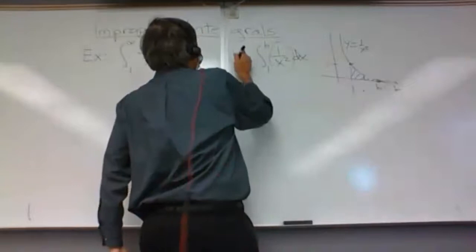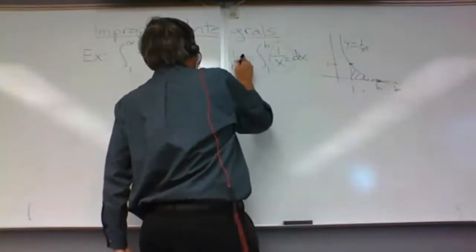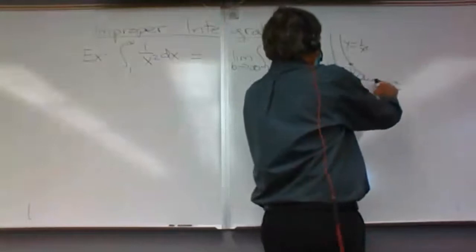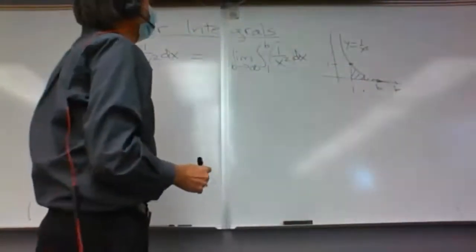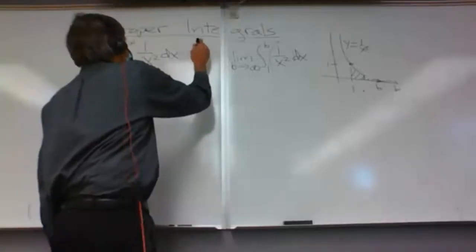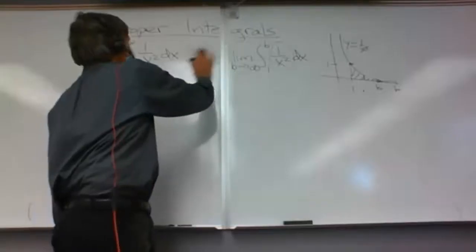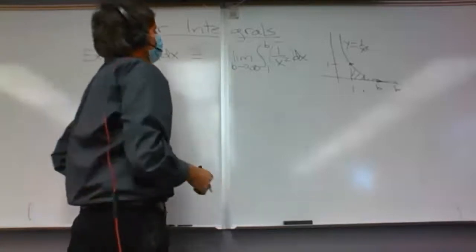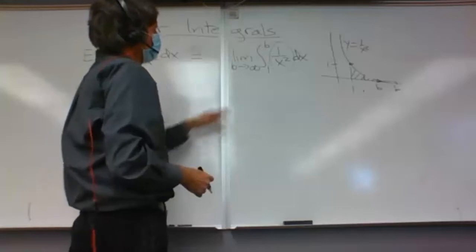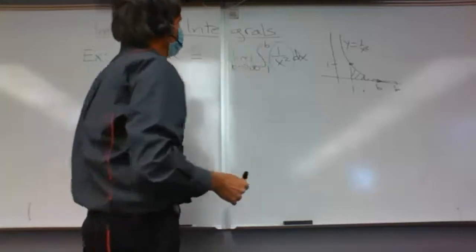What if I just define this to be the limit as b goes to infinity of this sequence of integrals? I go from here to here, from here to here, from here to here, and I'll just let b go to infinity. We'll define that, I won't write define yet, to be the integral from 1 to infinity. We'll take the integral from 1 to b and let b go to infinity.